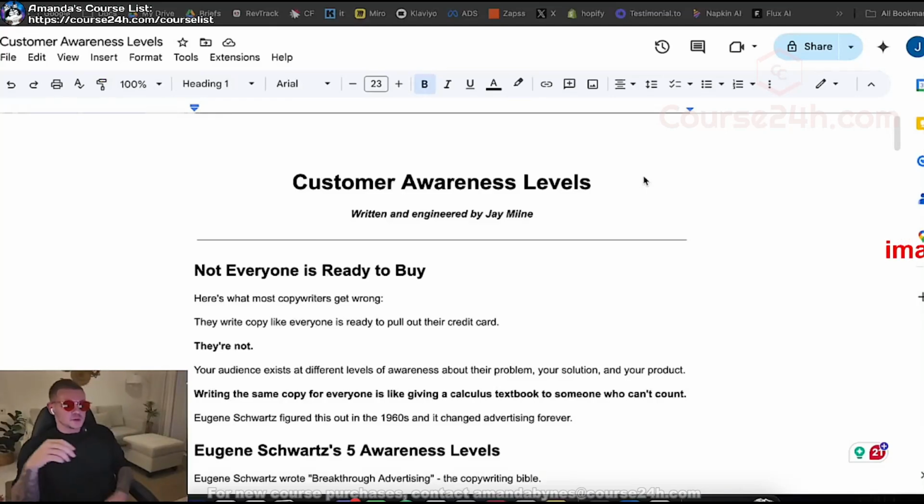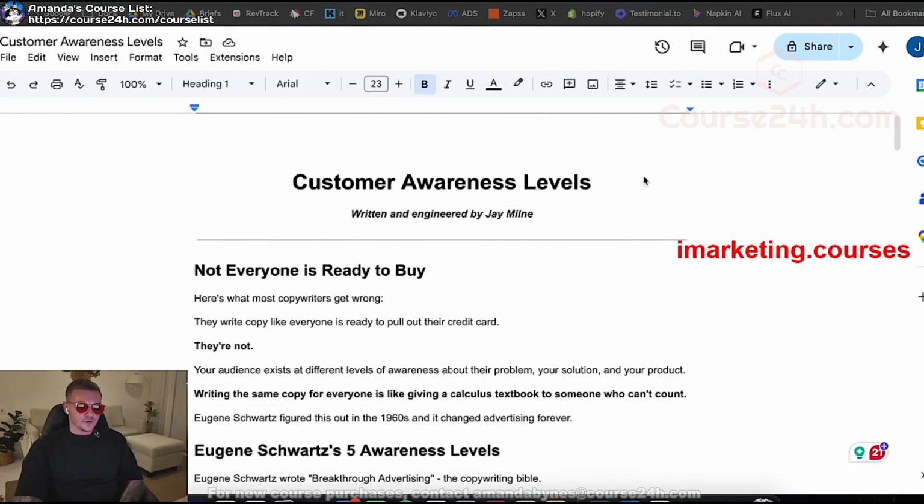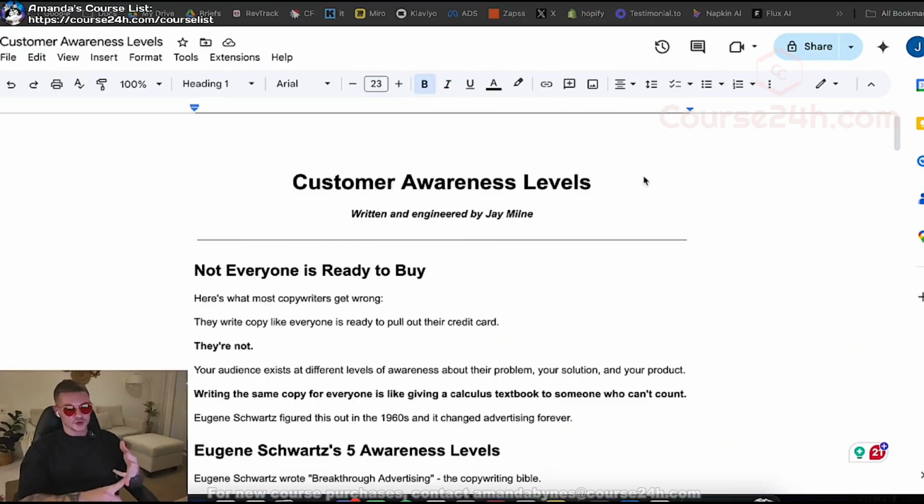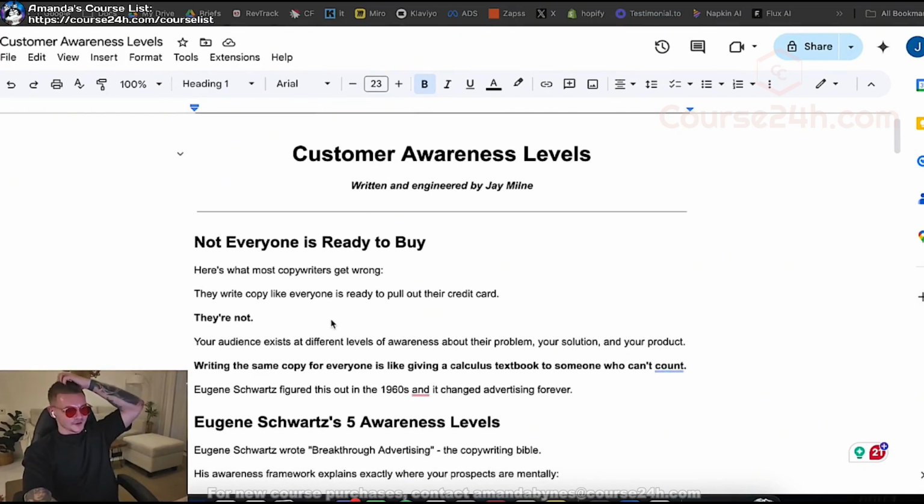Customer awareness levels. Again, another thing that a lot of beginner copywriters get wrong. Not everyone is ready to buy, and they write copy as if everybody's just ready to buy now, using really aggressive copy that's all buy-now wording. The truth is that your audience are all at different levels of awareness of their problem, your solution, your product. So this is a good one. Writing the same copy for everyone is like giving a calculus textbook to someone who can't count.